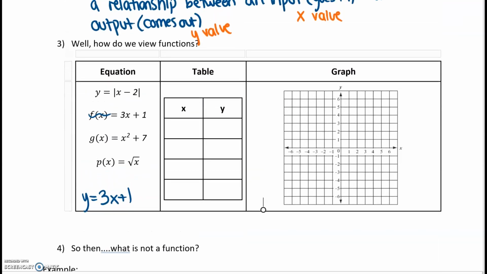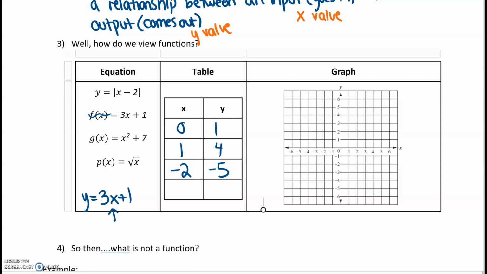Well, I could fill out the table for a function. And the way I would do that is I'd say, I don't know, let's pick some values. When x is 0, what is y? So if x is 0, I'm substituting in here. 3 times 0 is 0, plus 1 is 1. So the point on that line would be (0, 1), or we're looking at the table for the function. I could say, what about when x is 1? Well, 3 times 1 plus 1 is 4. What about when x is negative 2? 3 times negative 2 is negative 6, plus 1 is negative 5.